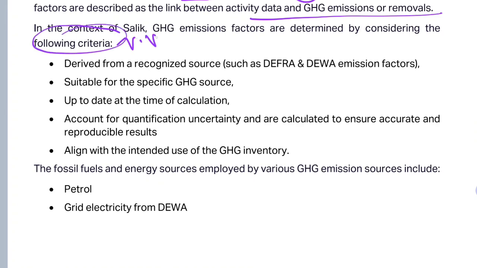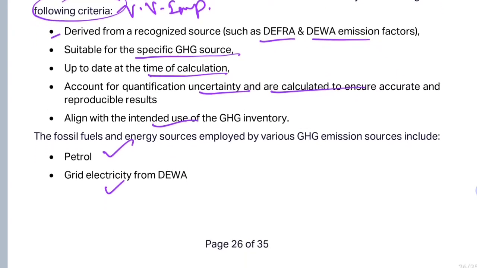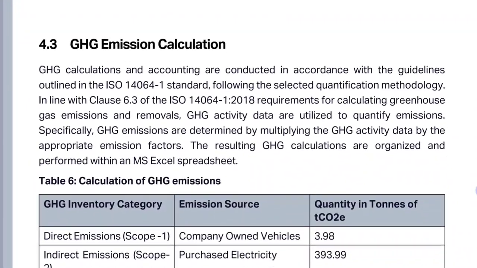Very important to remember. These are derived from a recognized source like DEFRA and DEWA emission factors, suitable for the type of GHG source we have, up to date at the time of the calculation, also accounting for quantification uncertainty, and calculated to ensure accurate and reproducible results aligned with the intended use of the GHG inventory. So for fossil fuels and energy sources like petrol and grid electricity, we are utilizing DEWA.